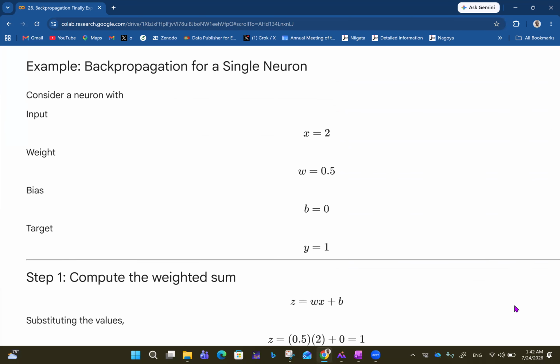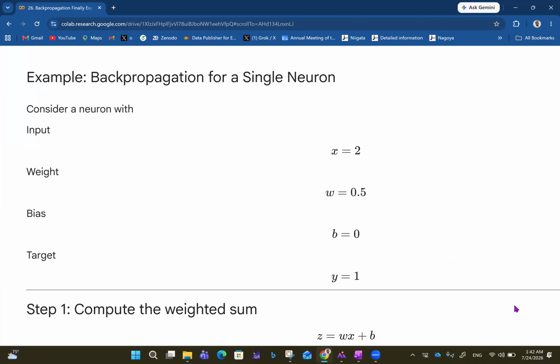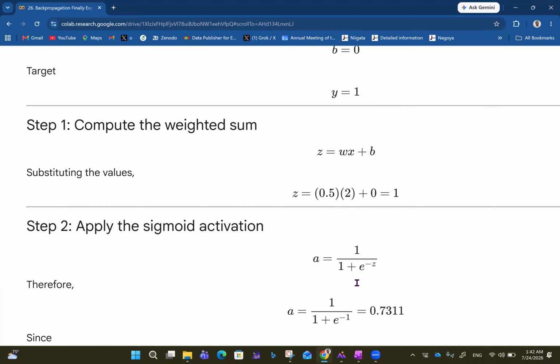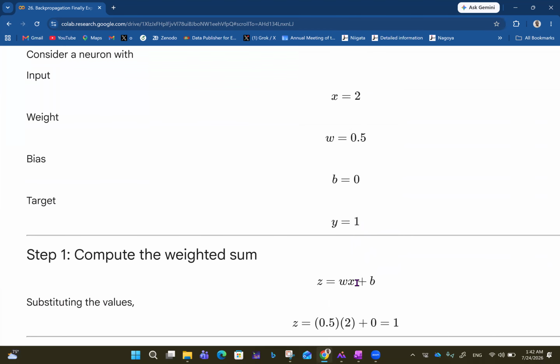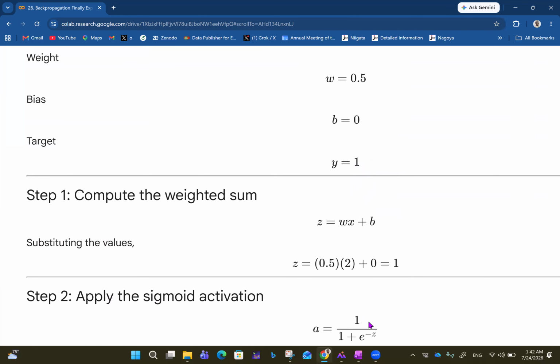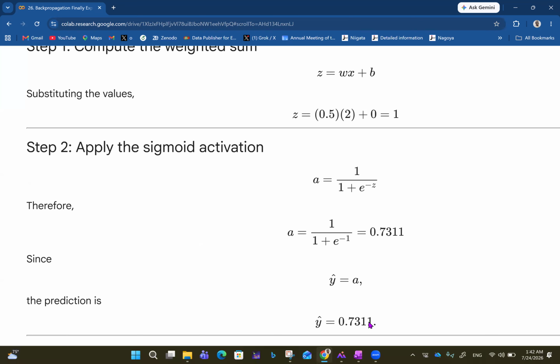Now, backpropagation for a single neuron. For instance, consider a neuron with input x equal to 2, weight 0.5, bias 0, so no bias. The target is y equals 1. You compute the weighted sum, z equals wx plus b, so 0.5 times 2 plus 0, which gives 1. Then you can apply the sigmoid function or any other activation. If you apply ReLU, the answer is 1. If you apply sigmoid, a equals 1 over 1 plus e raised to minus z, so a is 1 over 1 plus e raised to minus 1, which is 0.7311.